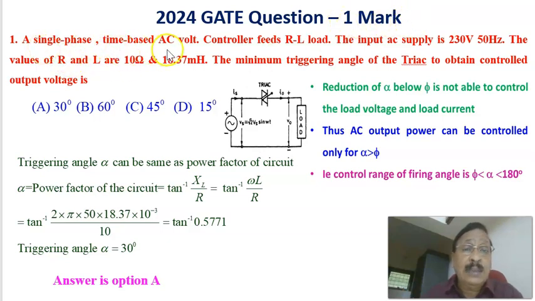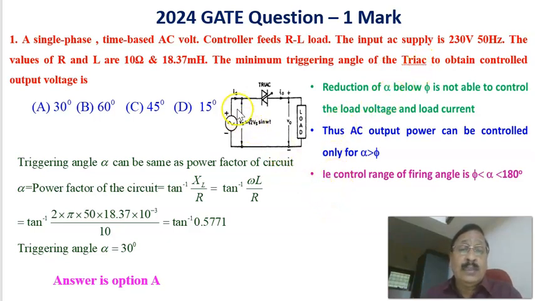A single phase triac-based AC voltage controller feeds an RL load. The input AC supply is 230 volt 50 Hz, and the values of resistance R and inductance L are 10 ohm and 18.37 millihenry. The minimum triggering angle of the triac to obtain a controlled output voltage is: options A 30 degree, B equal to 60 degree, C equal to 45 degree and D equal to 15 degree. Therefore, the minimum firing angle of the triac is to be found out.